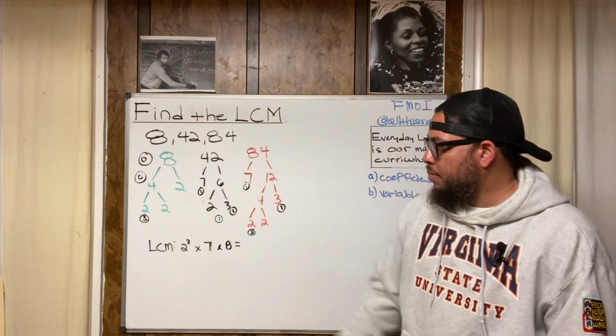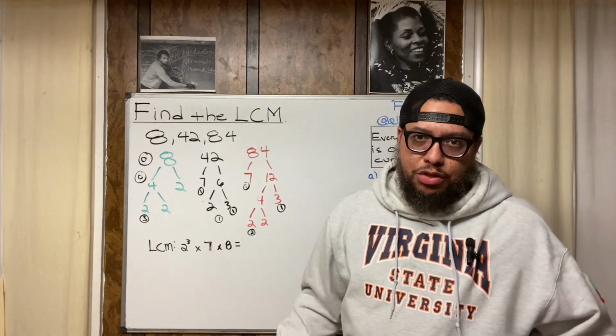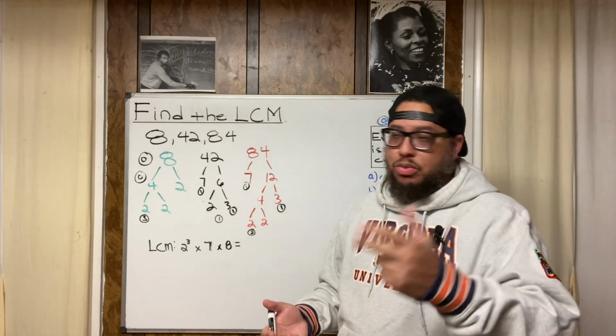Now we just have to multiply out. 2 to the 3rd power. The only reason I wrote 2 to the 3rd power is because I didn't want to write 2 times 2 times 2.